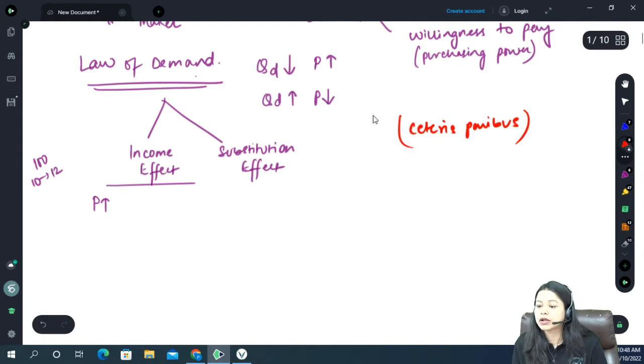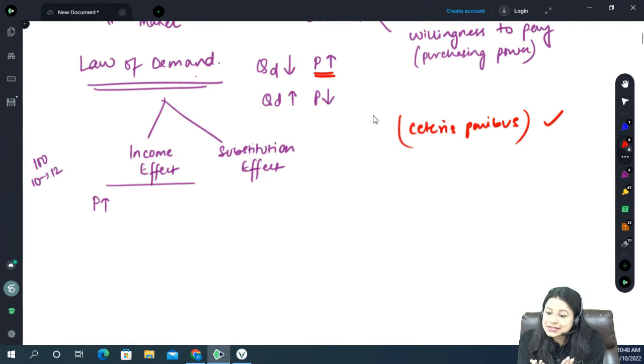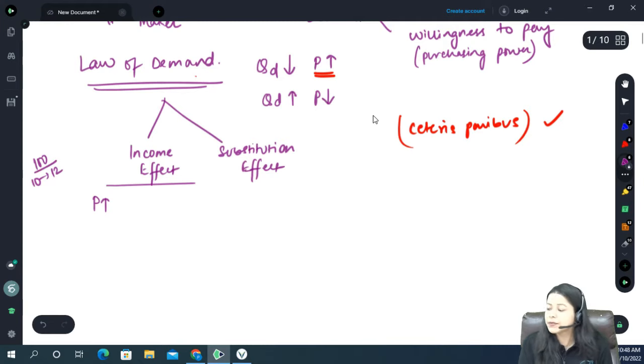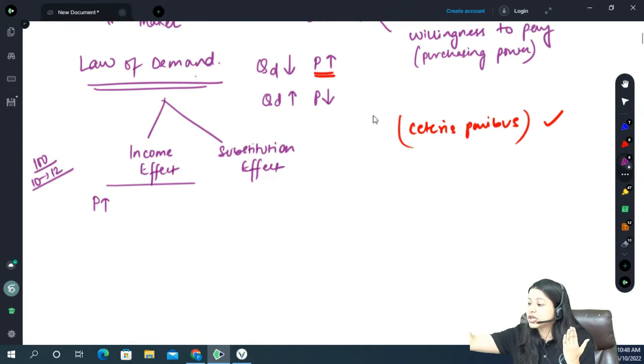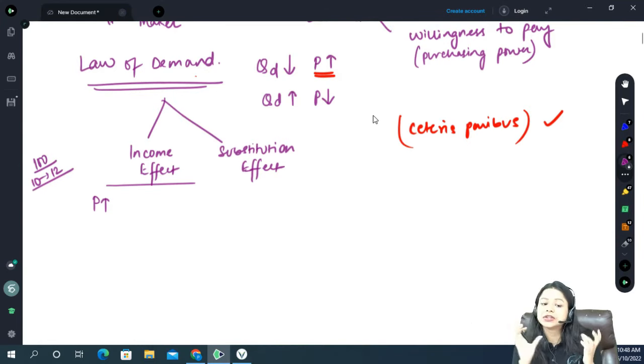If I am saying in the law of demand that the quantity demanded changes with the change in the price of that good, ceteris paribus, it means everything else remaining constant. What is everything else? All the other factors remaining constant. So here, when the income is 100 rupees and the price is increasing from 10 to 12, you might feel poorer because your income is same. This is your purchasing power. What is purchasing power? How much can you purchase with given income, given price? That is your purchasing power.